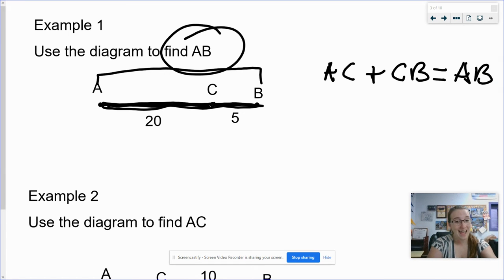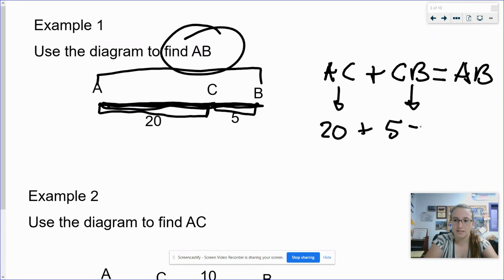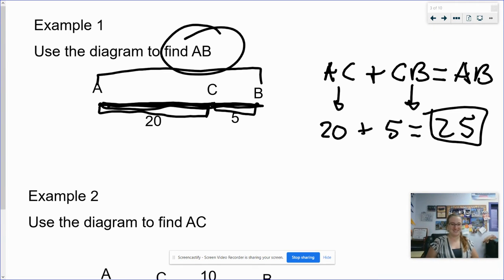And if we look, hey, I know what AC is and I know what CB is. So this actually is very easy. This 20 is referring to this piece right here, AC. This 5 refers to CB. That's how they label these pictures. You can assume if you see a number next to a segment, it goes from point to point. So 20 goes from A to C, 5 goes from C to B. So 20 from A to C plus 5 from C to B, what? The whole thing is 25. That should make a lot of sense, yes?